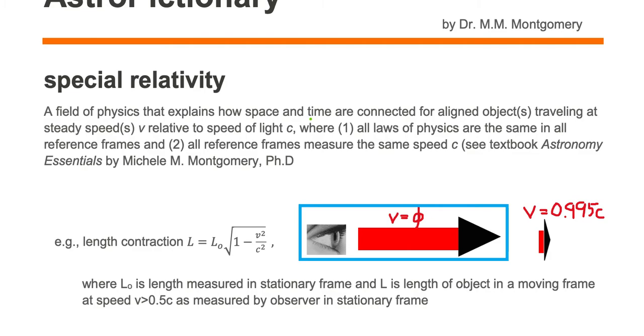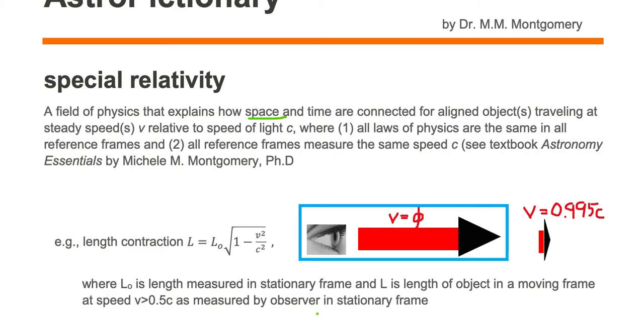The example that we're going to look at is how space is connected for aligned objects traveling at steady speeds v relative to the speed of light c. Let's take a look at the example of length contraction. We have an equation for length contraction, that is L is equal to L naught times the square root of 1 minus v squared divided by c squared, where L naught is length measured in a stationary frame, and L is length of an object in a moving frame at speed v greater than 0.5 c as measured by an observer in the stationary frame.